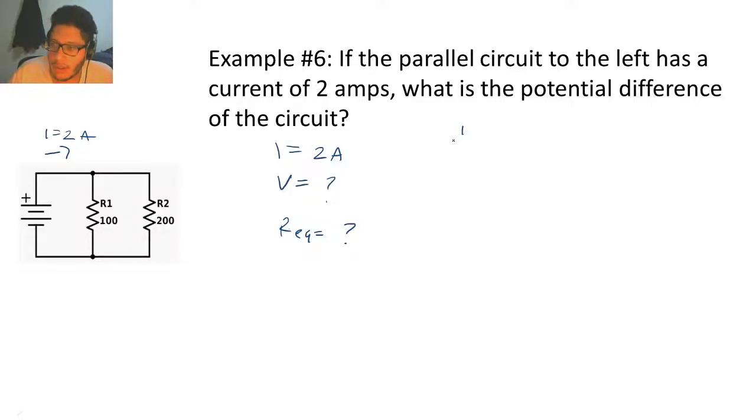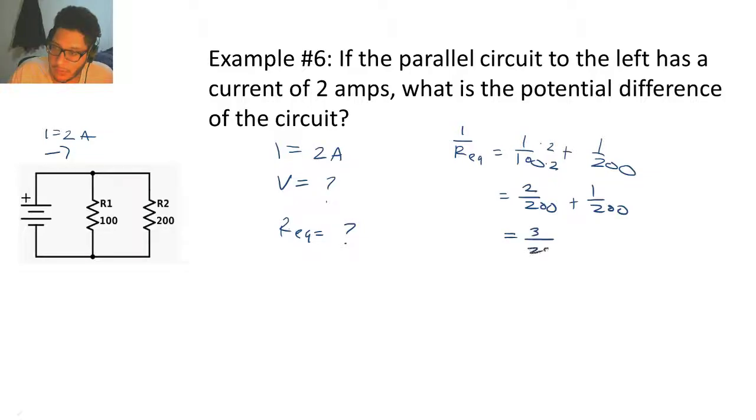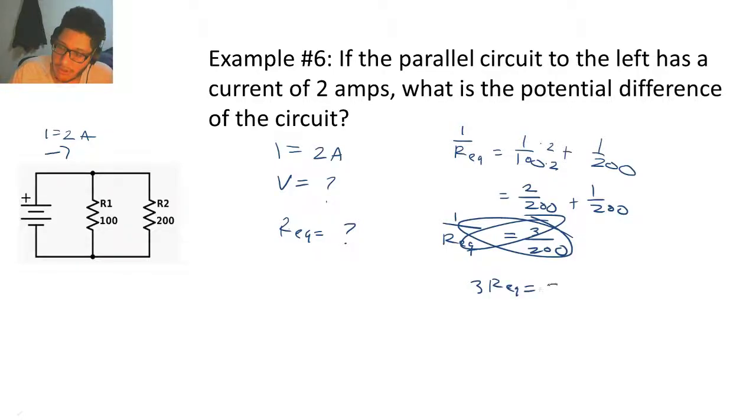Okay. 1 over Req is equal to 1 over 100 plus 1 over 200, which is going to be the same as if I multiply both of these by 2, so I can get the 200 on the bottom, 2 over 200 plus 1 over 200 to get 3 over 200. I cross multiply, I get that 3 Req is equal to 200. Divide both sides by 3, and I get that Req equals 66.7 ohms. Cool.